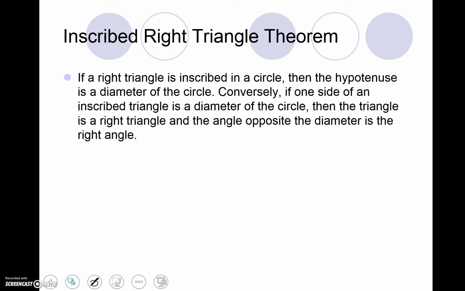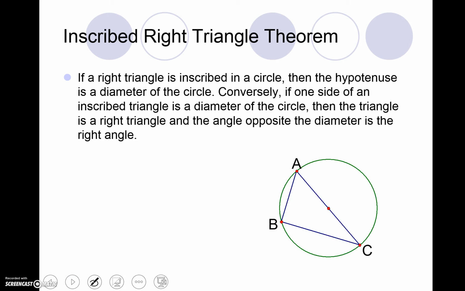The next theorem we have is about right triangles. If a right triangle is inscribed in a circle, then the hypotenuse is the diameter of the circle. Conversely, if one side of an inscribed triangle is the diameter of the circle, then the triangle is a right triangle, and the angle opposite the diameter is a right angle.